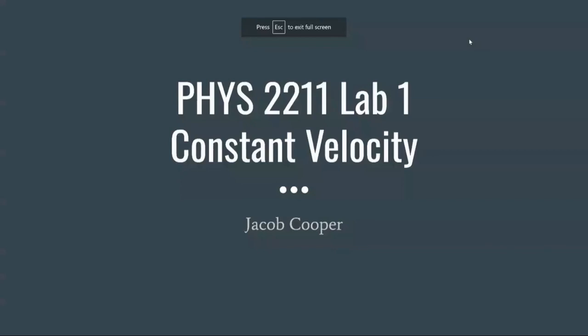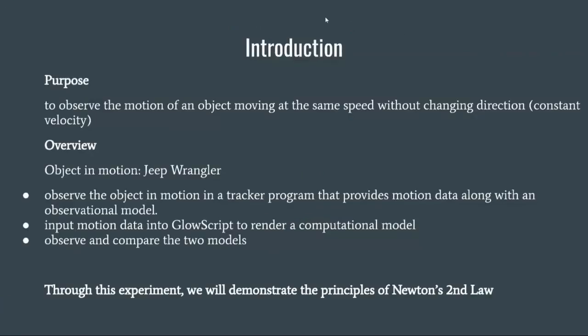I'm Jacob Cooper, and this is our Physics 2211 Lab 1 presentation on constant velocity. A little bit of an introduction. Our purpose here is to observe the motion of an object moving at the same speed without changing direction, which is just constant velocity. Our object was a Jeep Wrangler.